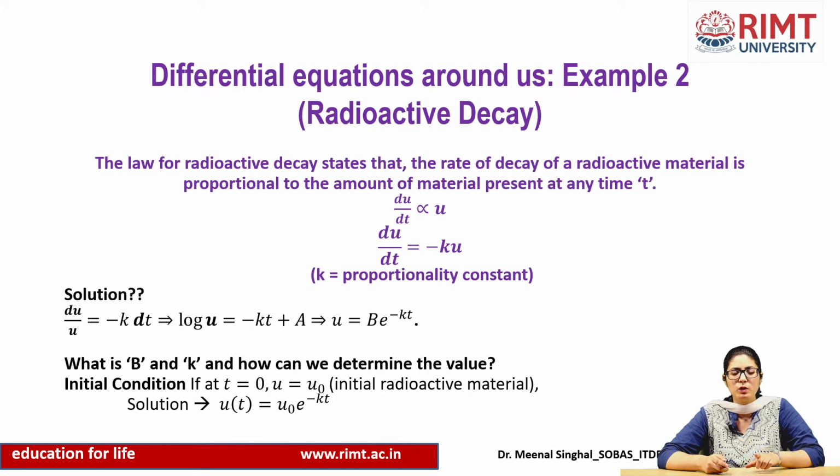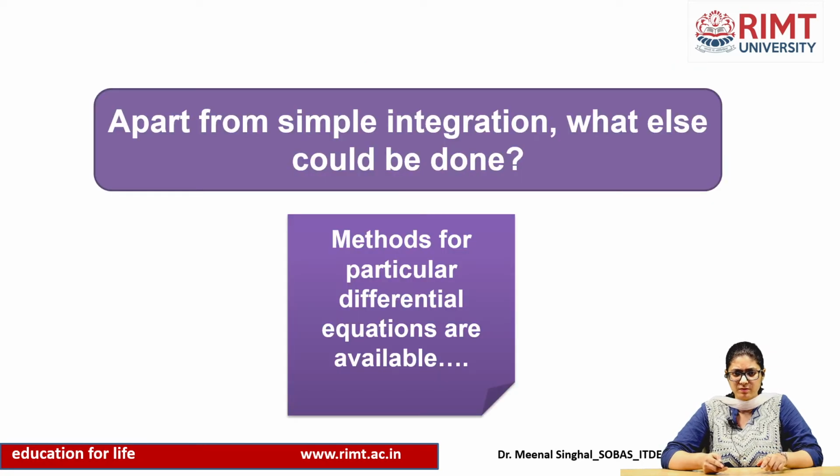Its solution would be obtained when you substitute t equal to 0 and u equal to u0 in the above obtained solution. So, you obtain the value of b to be u0 and then substitute that value back into the equation. So, you have the answer: u is equal to u0 e to the power minus kt. So, this is the solution.